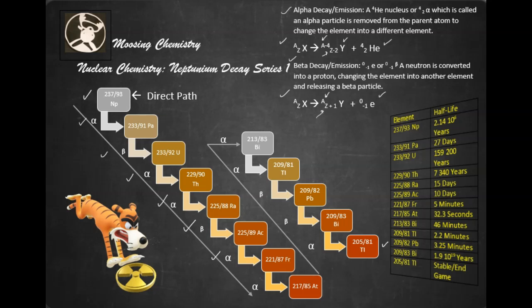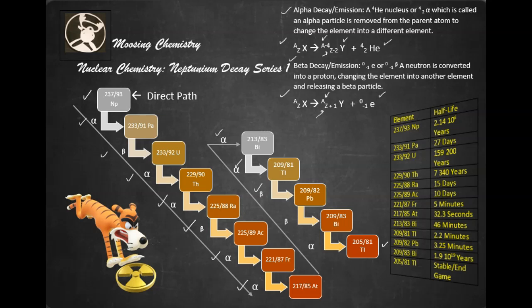Francium 221 undergoes alpha decay again and becomes Astatine 217. Astatine 217 undergoes alpha decay right here, becomes bismuth 213. Bismuth 213 undergoes alpha decay and becomes thallium 209. Thallium 209 undergoes beta decay, it becomes lead 209.